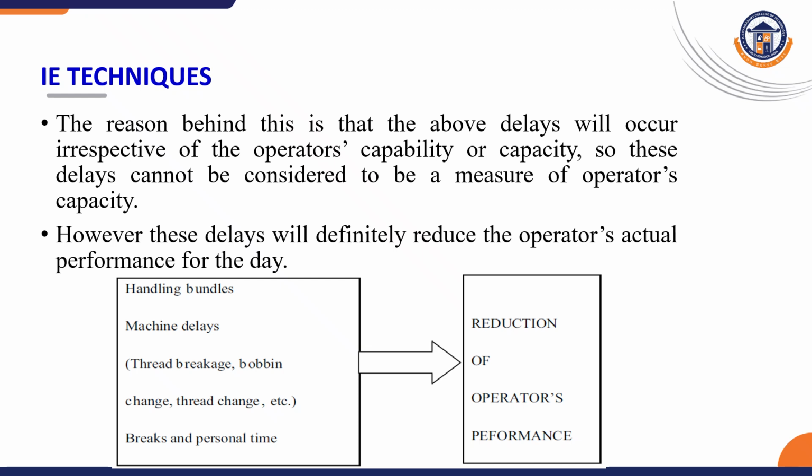Machine breakdown, the operator doesn't purposely cause it, and may not repair the machine. It happens accidentally. It can be handled only by preventive maintenance and regular maintenance by the maintenance team. So that will not come under the operator. However, these delays will definitely reduce the operator's actual performance. Handling bundles, see the left hand side, machine delays, that is thread breakage may be there, bobbin change may take place, changing thread because 200 meters is consumed, etc., come under delays.